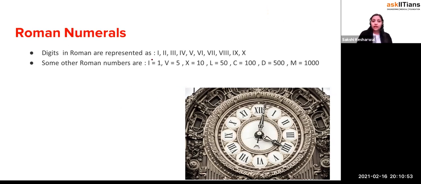So in the early stages there were only 9 digits, right? The digits in Roman numerals are written as 1, 2, 3, 4, 5, 6, 7, 8, 9, 10. So these are the numbers. There is no zero in Roman numerals, right? You cannot write zero in Roman numerals. So this is 1, this is 2, this is 3, this is 4, this is 5, this is 6, this is 7, this is 8, this is 9 and 10.